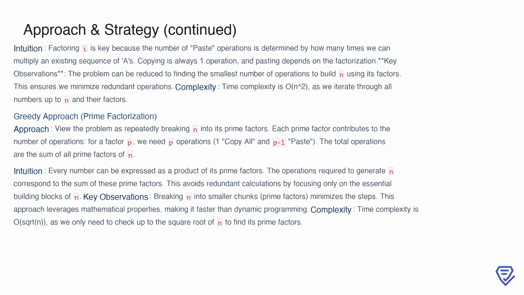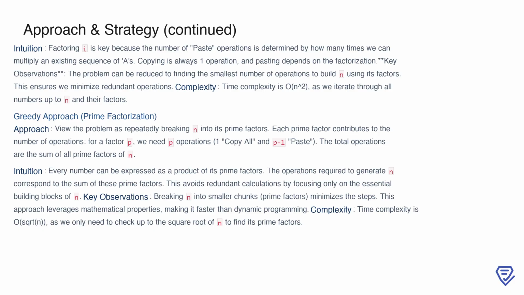Factoring is crucial because the number of paste operations depends on how many times we can multiply an existing sequence of A's. Copying always costs one operation, while the number of pastes depends on the factorization. This approach ensures that we minimize redundant operations. With a time complexity of n squared, as we iterate through all numbers up to n and their factors, this method strikes a good balance between efficiency and accuracy.